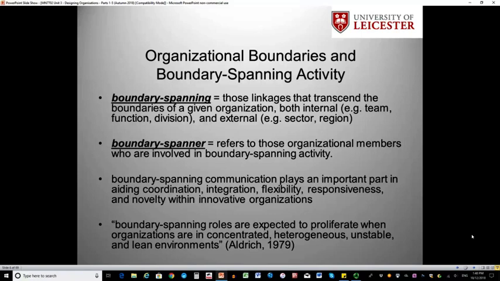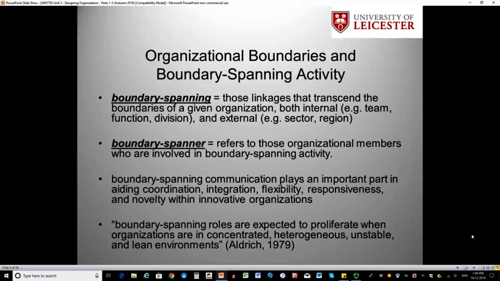And so one can see, particularly if we look at the internal boundary spanning that happens between individuals in different teams, functions and divisions, how that might help with this problem that Van de Ven was talking about and that I mentioned a few minutes ago. Boundary spanning is a key way in which organisations can help to engage with the management of the part-whole relationships that are required in the management of the innovation process.